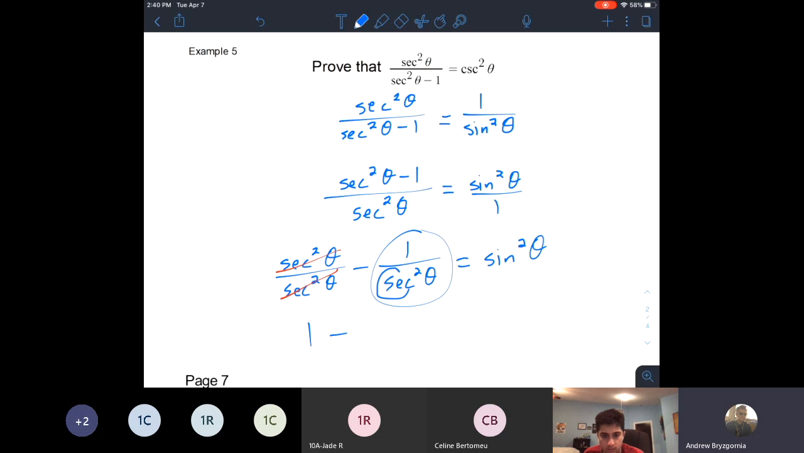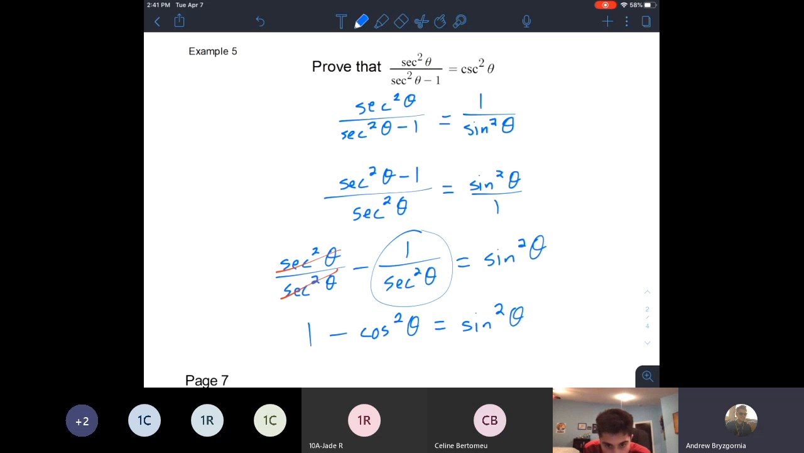If it helps, this one does not have a cosine in it. So whatever it's equal to must have a cosine in it. Any guesses from anybody? Cosine squared. There we go. Yeah. Cosine squared. Okay.